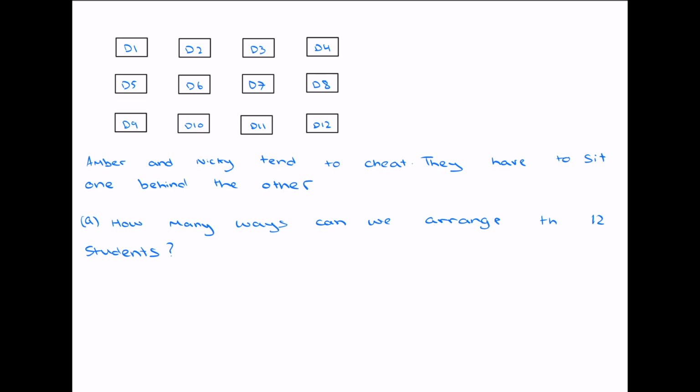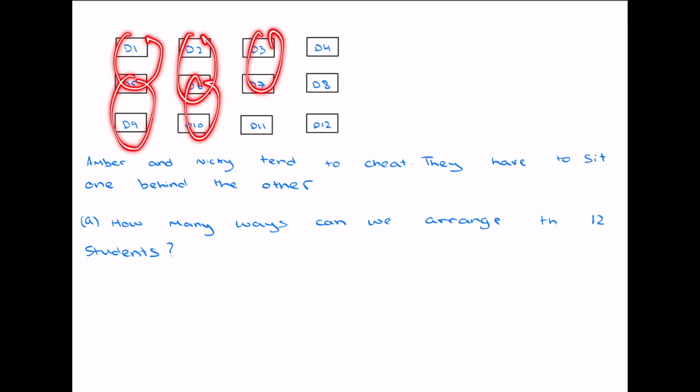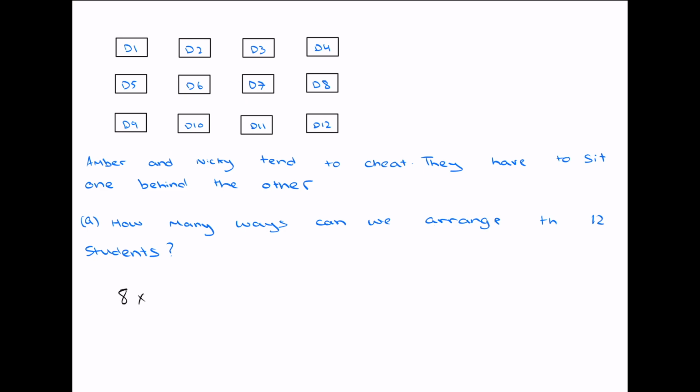In this question, we know that Amber and Nikki tend to cheat, and they have to sit one behind the other. So they have to sit like this. Amber can be here and Nikki can be here, or Nikki can be here and Amber can be here. That's one way. 2, 3, 4, 5, 6, 7, 8. So that's 8 ways that they can sit. So 8 times 2, where 2 factorial is simply 2.